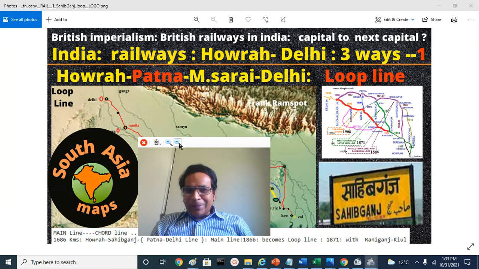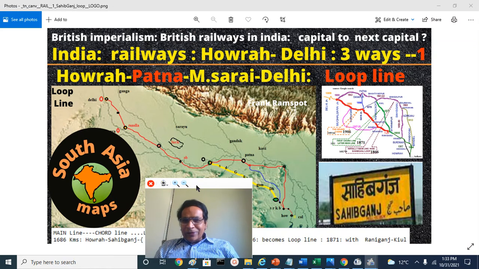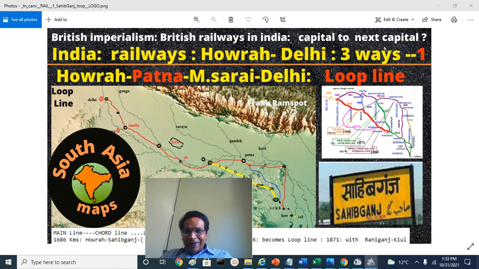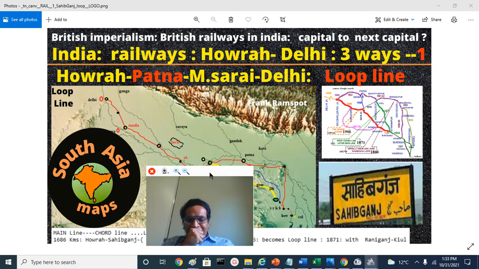Okay, let me minimize the picture so that the audience will have clarity. The first part is called the Sahibganj Loop Line. You can see that video, for more clarity on Sahibganj. Pay attention to Loop Line 1 and you see the icon for Sahibganj. That is put there purposefully so that the audience can see these 3 different videos.